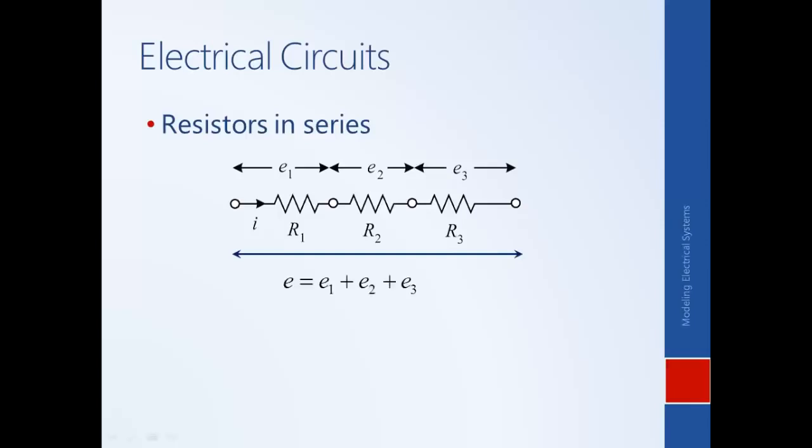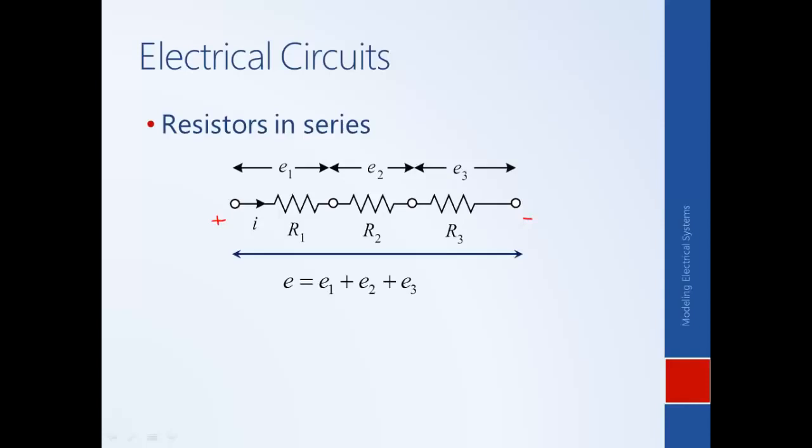And since voltage is a potential difference, the total voltage difference across all 3 resistors is just the sum of the voltages across the individual resistors. If there's 3 volts across the first resistor, 2 across the second, and 1 across the third, then the total potential is just going to be the sum of those potential differences.